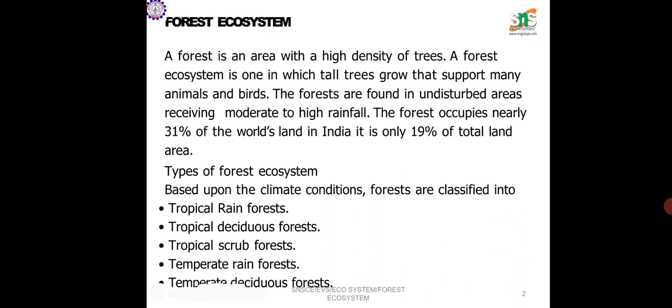So the types of forest ecosystem, based upon the climate conditions, forests are classified into tropical rainforest, tropical deciduous forest, tropical scrub forest, temperate rainforest, temperate deciduous forest.